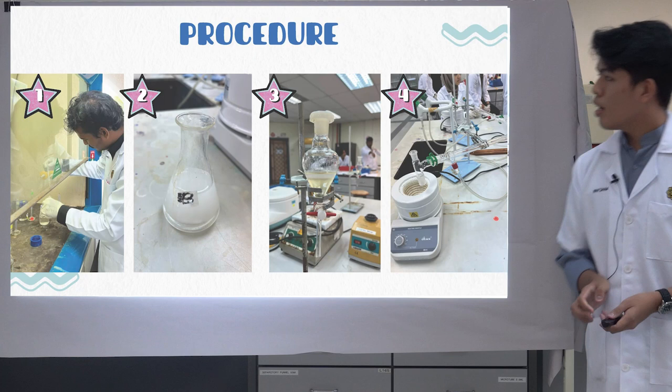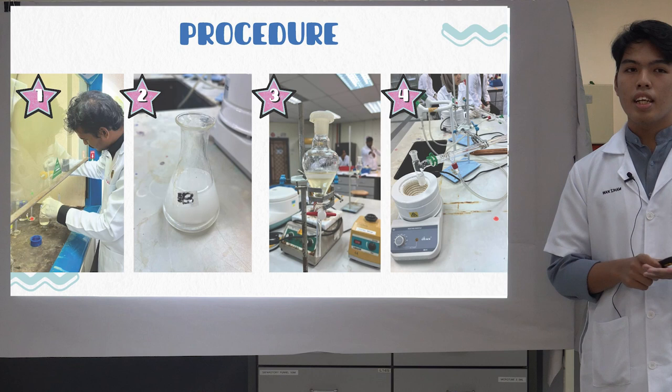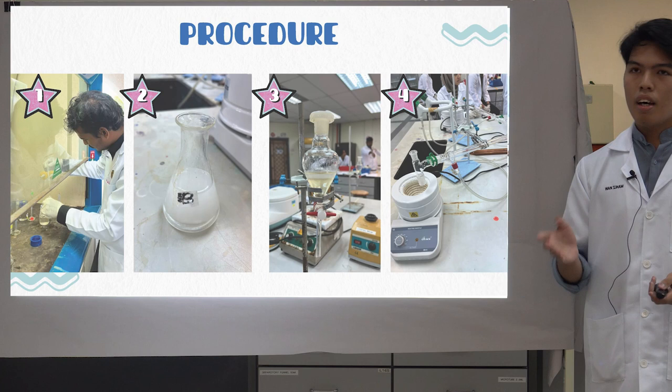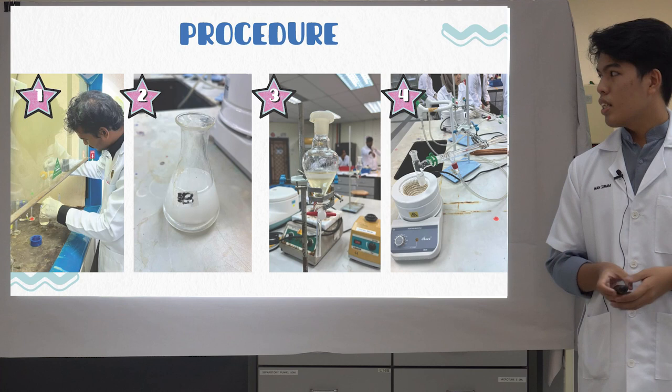So I will talk about the procedure of distillation. Basically, the main concept of distillation is that the more volatile the liquid, the sooner it will vaporize. Like DCM, it will vaporize at 40 degrees Celsius.